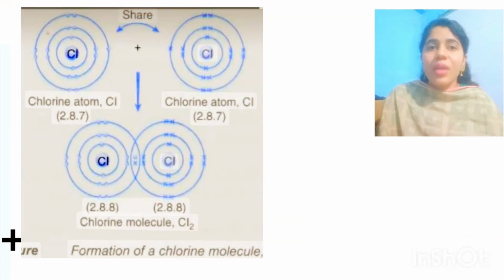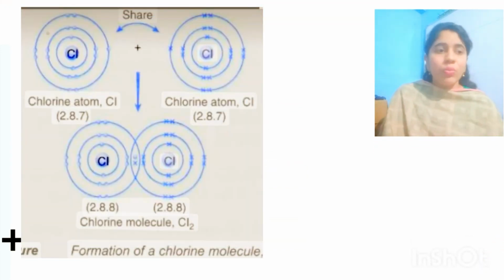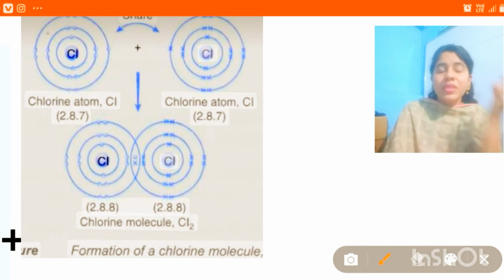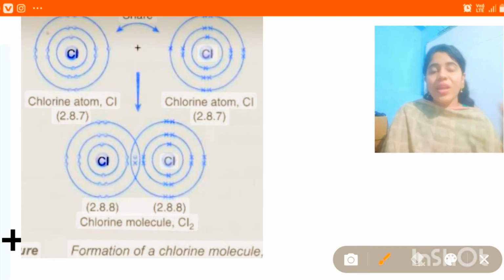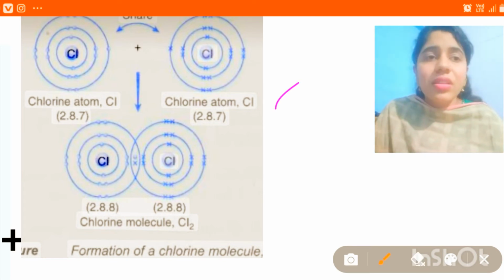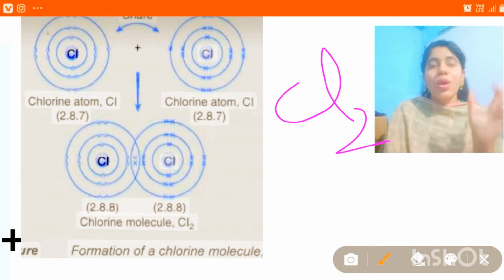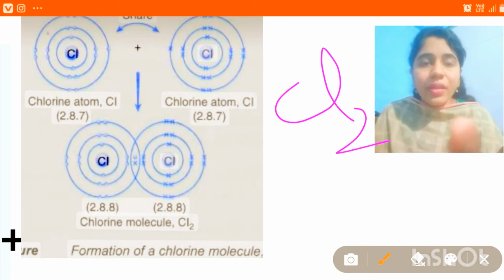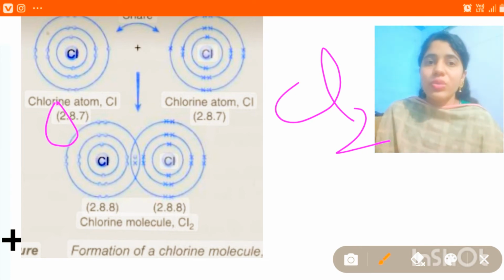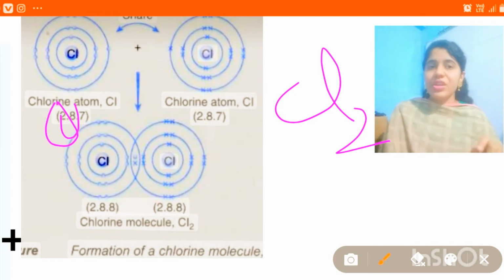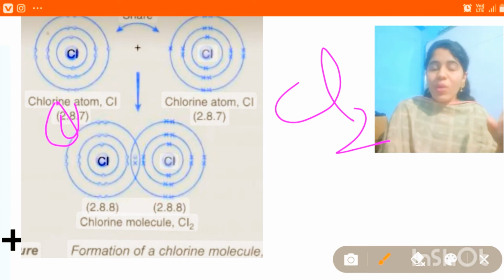Let us start with the chlorine molecule. Whenever you were in 8th or 9th standard, we never learned this as chlorine alone. It has always been learned as a chlorine molecule. The reason is, in the first shell it has 2 electrons, in the second shell it has 8 electrons, and in the third shell it has 7 electrons. Since it requires one more electron, the chlorine atom can become stable.